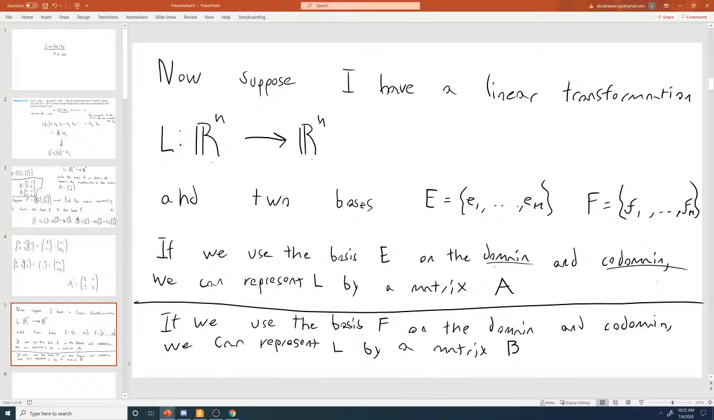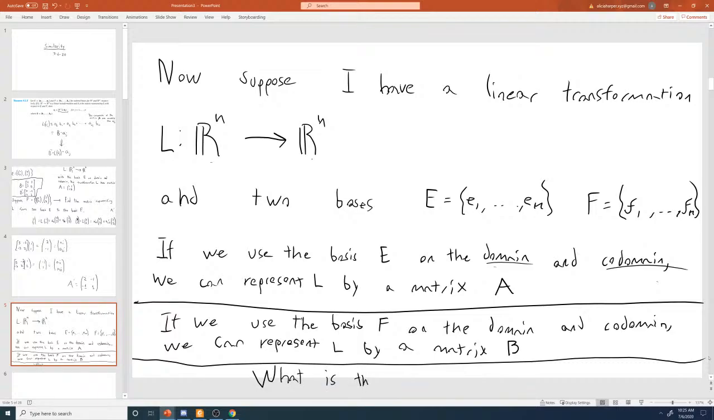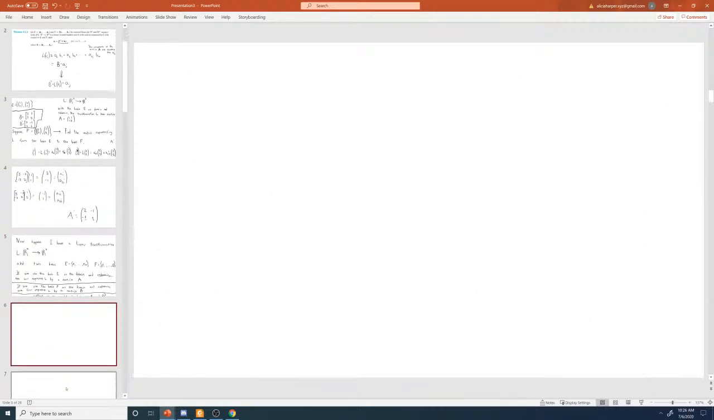And so the fundamental question that we now want to ask is, what is the relationship between A and B? So I'm going to work this out in a special case, and then I'm going to do it in general. Here's our special case.